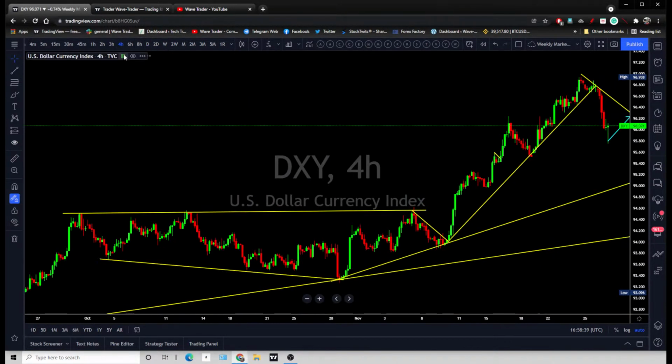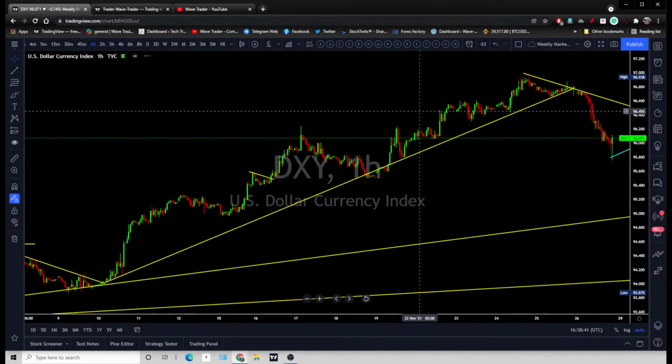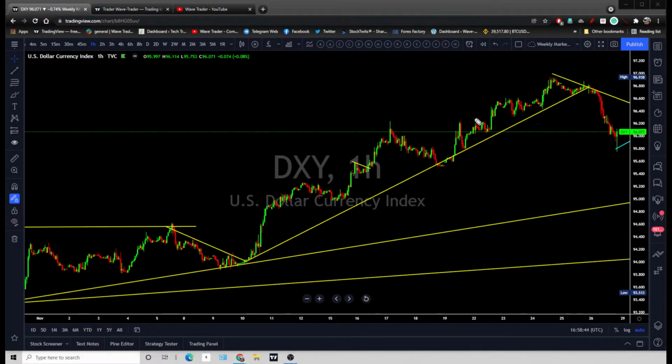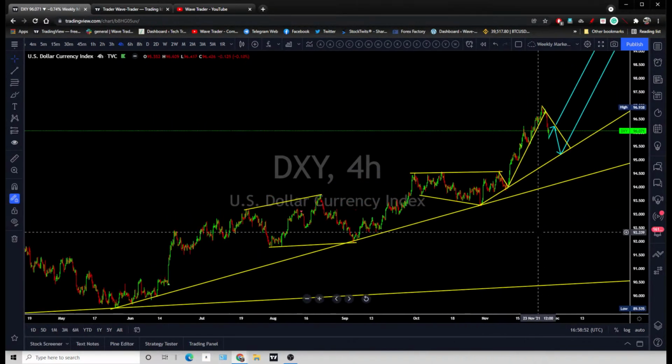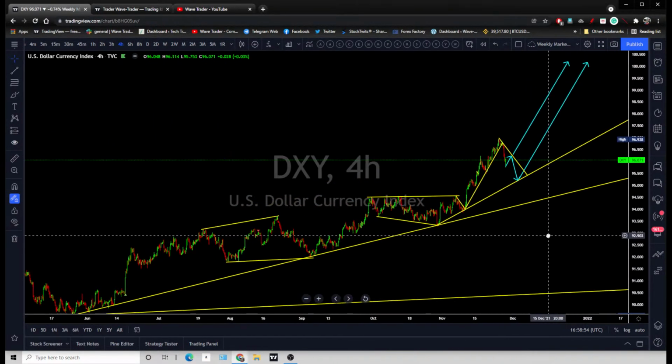Then we are having a deeper pullback. Last week we were expecting this to continue pushing higher, and we have seen that wave. Now price is going for another pullback as expected, since the pullback is due. This hasn't changed anything. The pullback may get slightly more deeper.